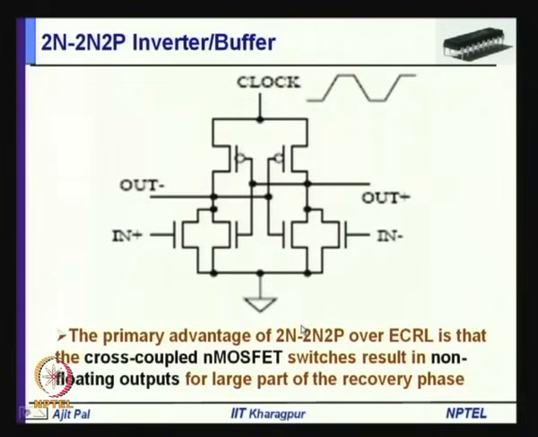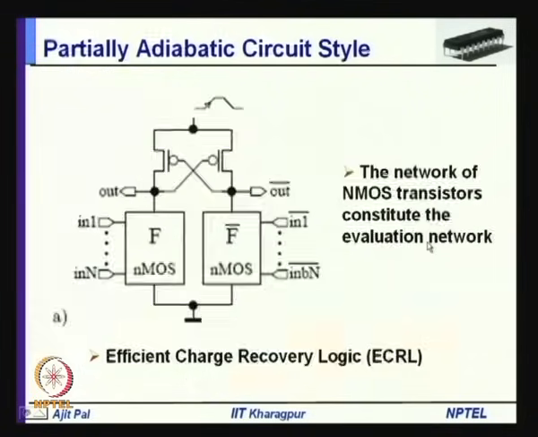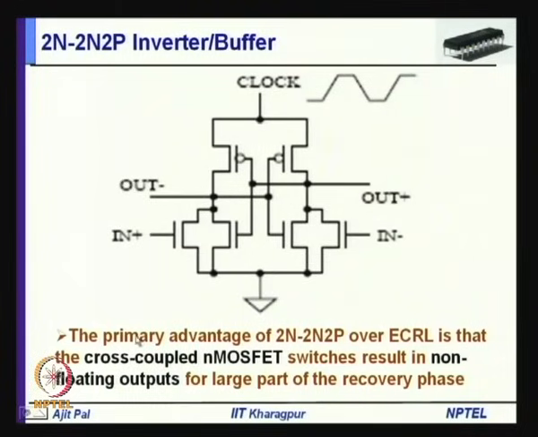And there is another logic circuit, which is part of the partially adiabatic logic circuit family, known as the 2N-2N2P inverter, the 2N-2N2P logic style. Here, as you can see, we have inverters, and then we have these NMOS transistors connected in parallel with the NMOS transistors of these inverters. This is the same as what I explained earlier, and this is how the NAND gate is realized. This is essentially the 2N-2N2P implementation of the circuit. So, this is the inverter that is being realized.